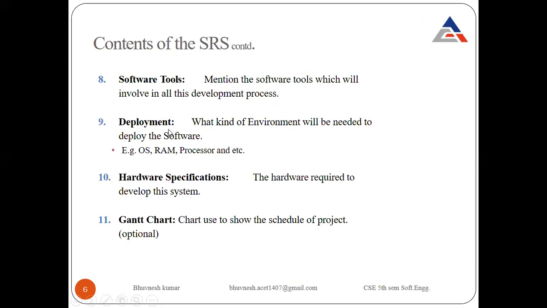Then deployment. After development, what the customer should have to execute that product should be mentioned in deployment. What kind of environment will be needed to deploy the software should be mentioned in your deployment. Hardware specification: the hardware required to develop the product. Then the Gantt chart should be mentioned. This is optional. Up to your hardware specification, you have to write all these contents.